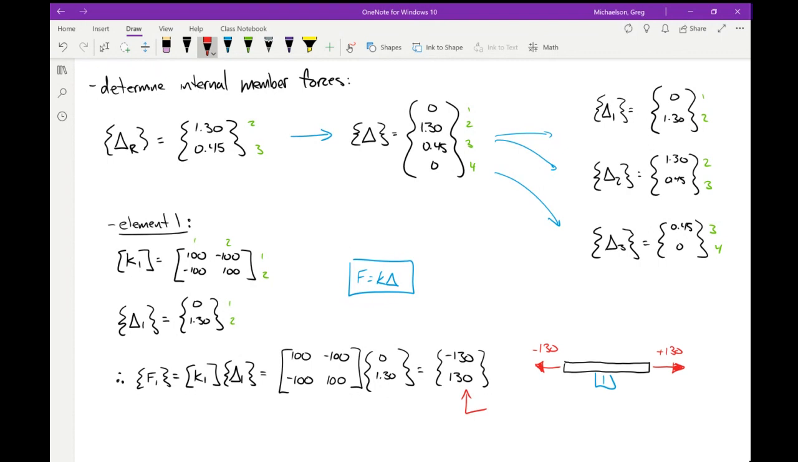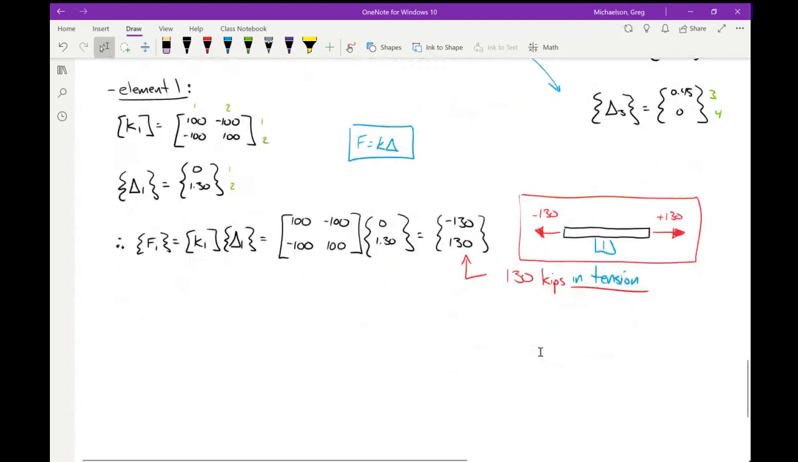So what does that vector mean? One value for each degree of freedom. That's true. But what does this vector mean? If I have this, what does that mean? 130 kips. What does that mean? In tension. That's exactly right. 130 kips in tension.